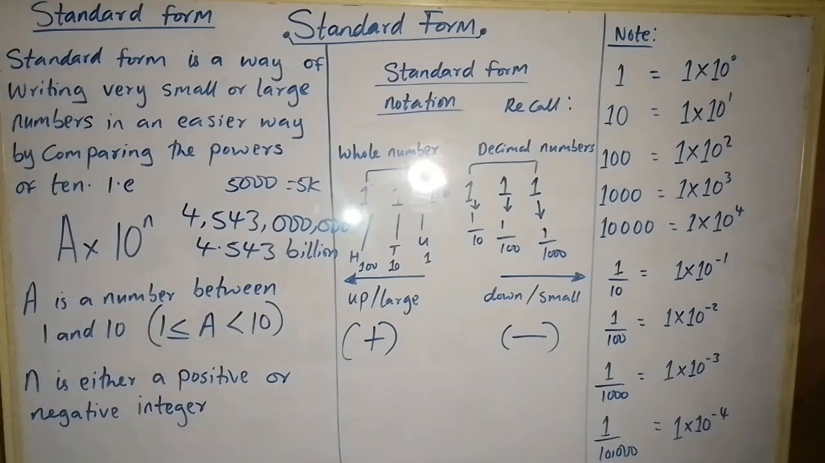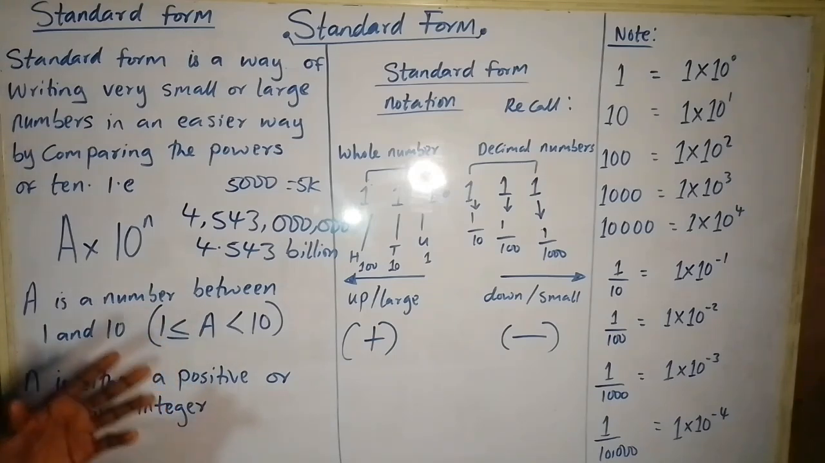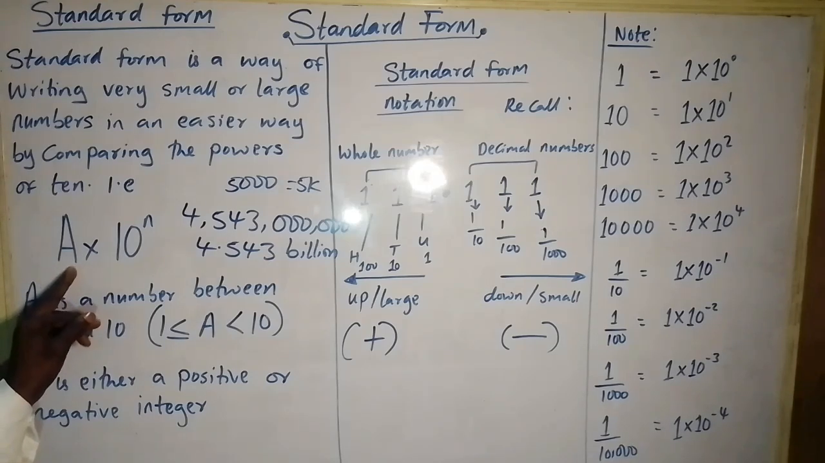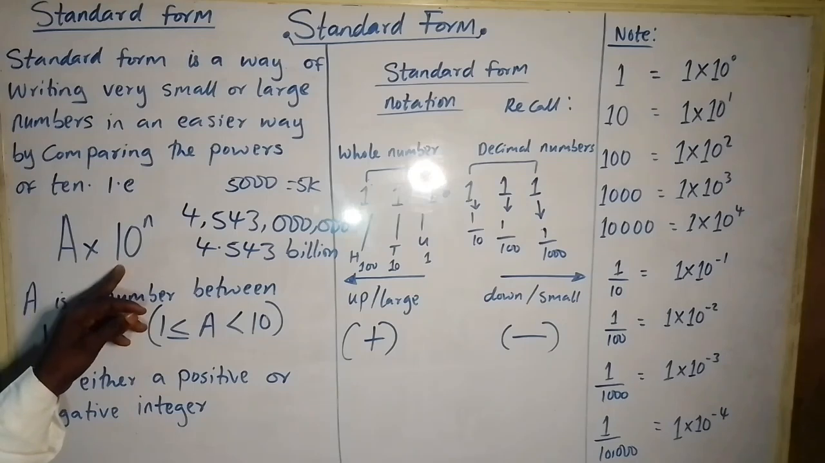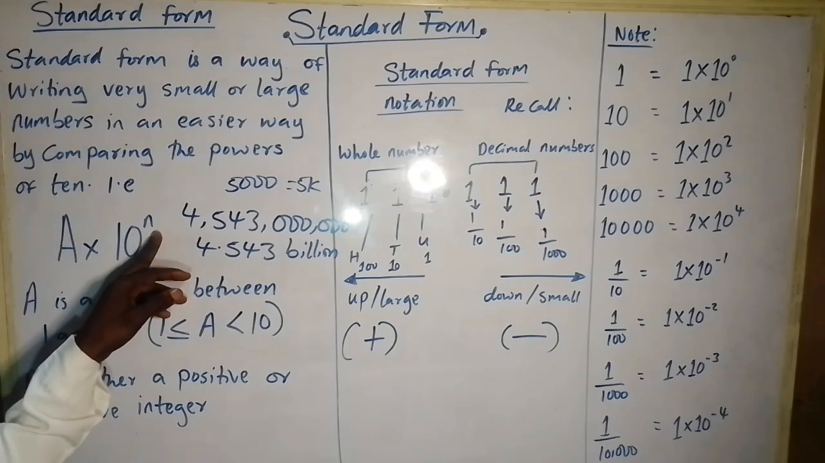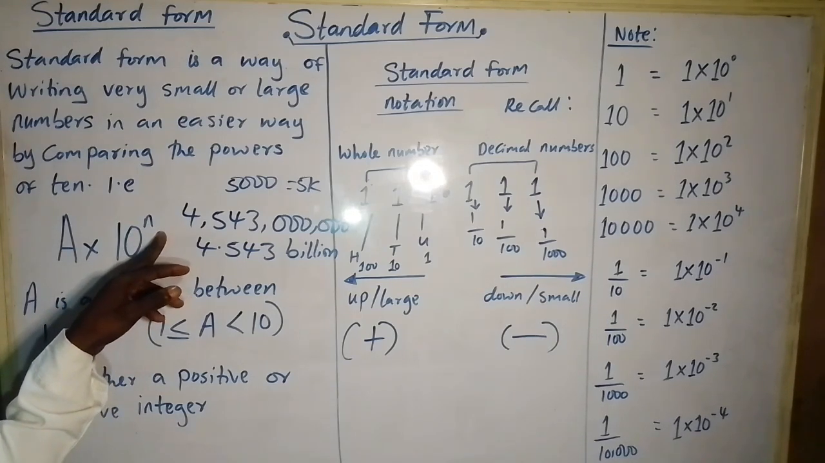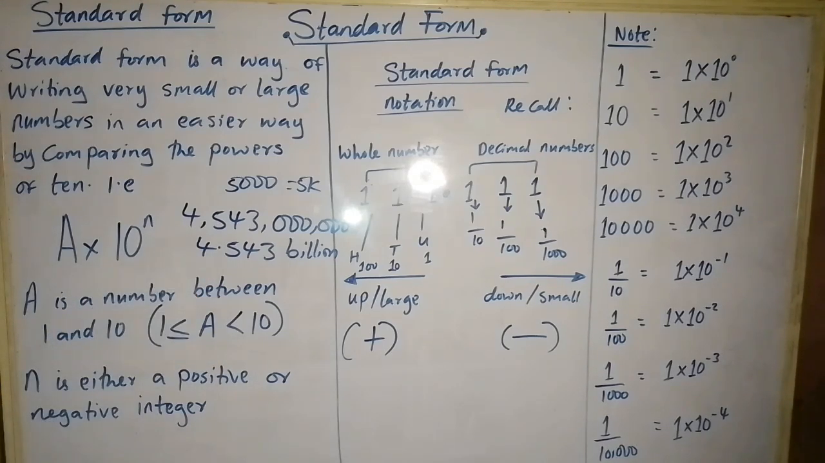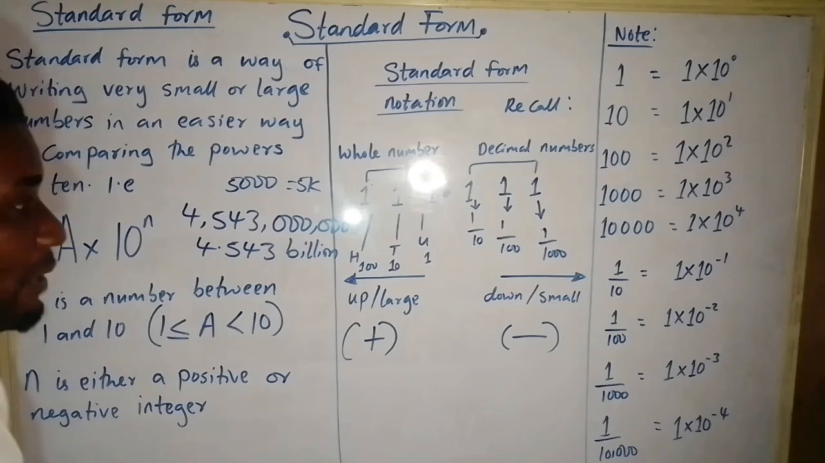So standard form is a way of writing very small or large numbers in an easier manner by comparing the power of 10. We compare the power of what? Of 10. Now to express that same number in standard form, we have A, where A stands for a number, times 10 raised to the exponent n. This n simply means an integer. This n is an integer and it could be positive or negative in mathematics.